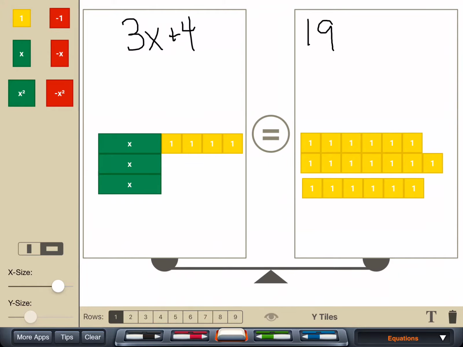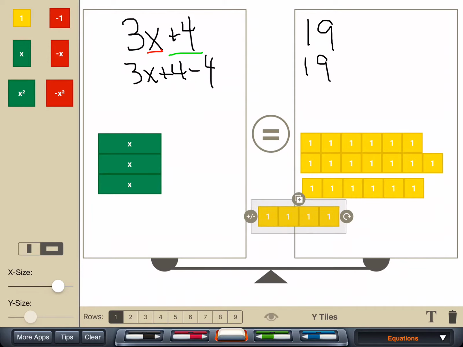Now, I want x by itself. So I'm going to start by dealing with plus 4. And I'm going to do that by subtracting 4. Same number, opposite operation. And on the other side, I will subtract 4. There we go. When I simplify, so how's that going to look on my screen? Well, I'm going to take away 4 from this side, and I'm going to take away 4 from the left, because I need to do the same thing on the left and the right.